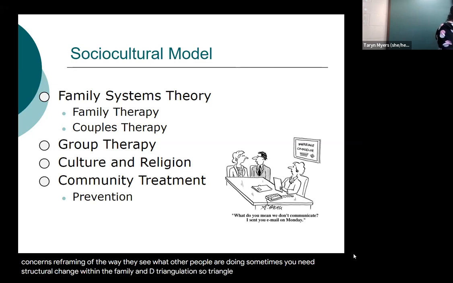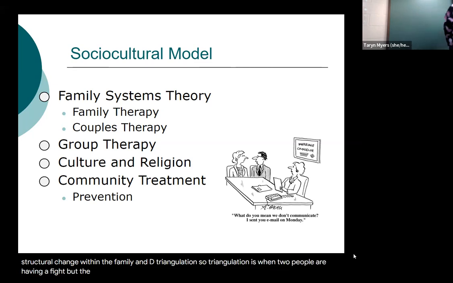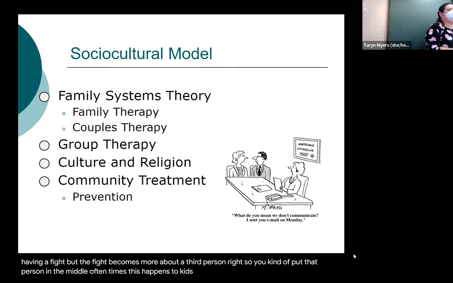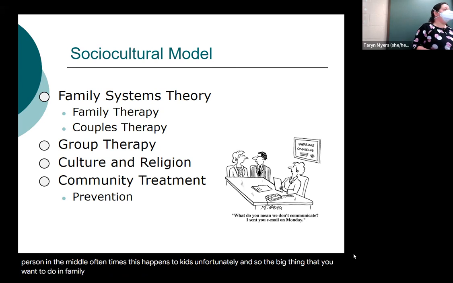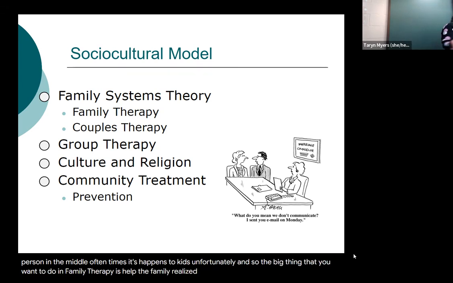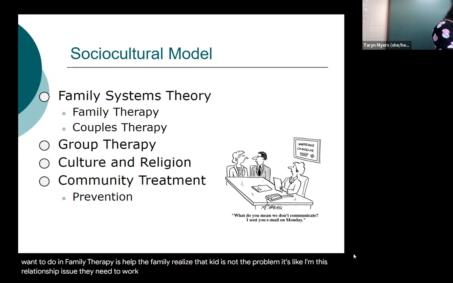detriangulation. So triangulation is when two people are having a fight, but the fight becomes more about a third person, right? So you kind of put that person in the middle. Oftentimes this happens to kids, unfortunately. And so the big thing that you want to do in family therapy is help the family realize the kid is not the problem. It's again, this relationship issue they need to work out. And that's where couples therapy comes into play.